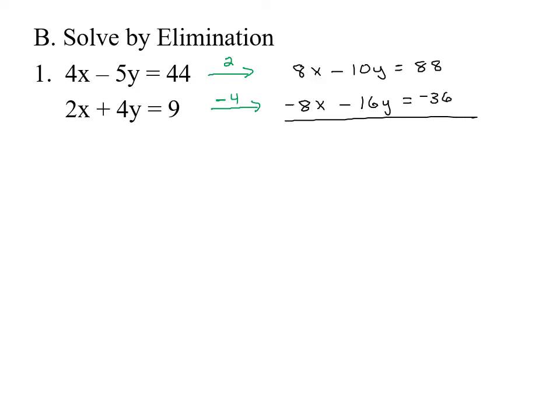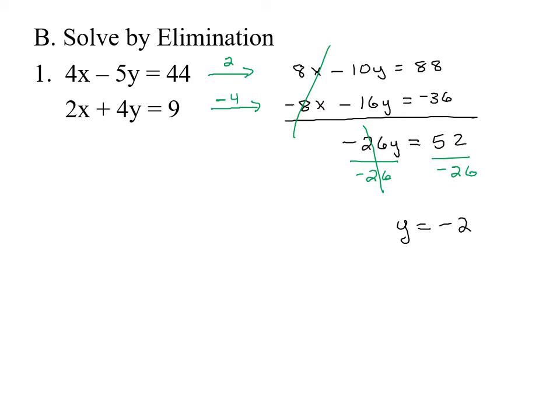What happens is the 8x is canceled. Then you add together the y's. So I'll have a negative 26y. And then you'll add together the 88 and the negative 36 to get 52. Then if we were to divide by negative 26 on both sides, I end up with y equals negative 2.